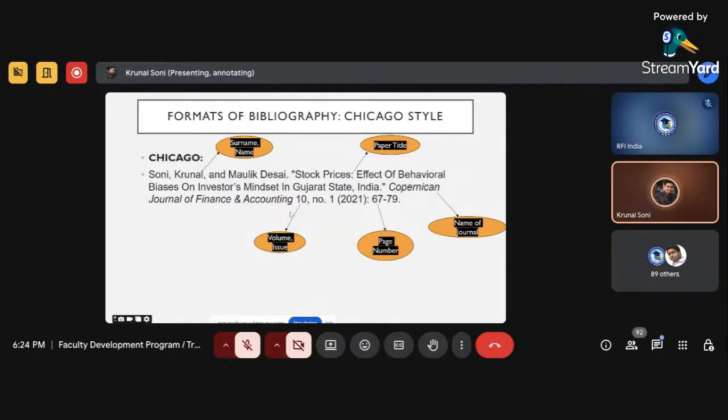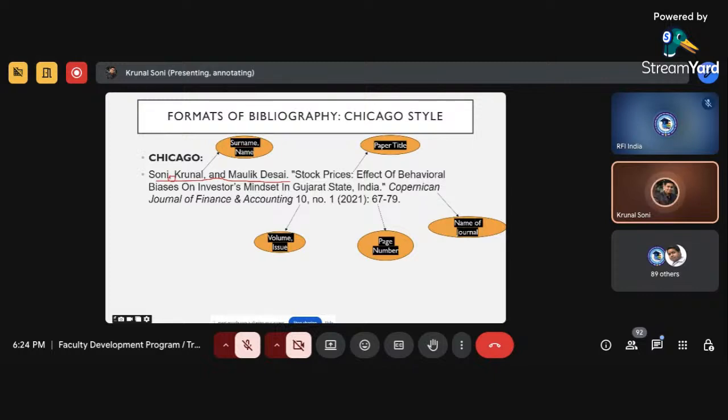Chicago, you can again see this in APA. The year of publication was immediately after the name of the author. And again, the name of the author was not written as a full name. Chicago is following the same format that MLA was following. But in MLA, after the name of the author, you put a dot, but here you put a comma, right?